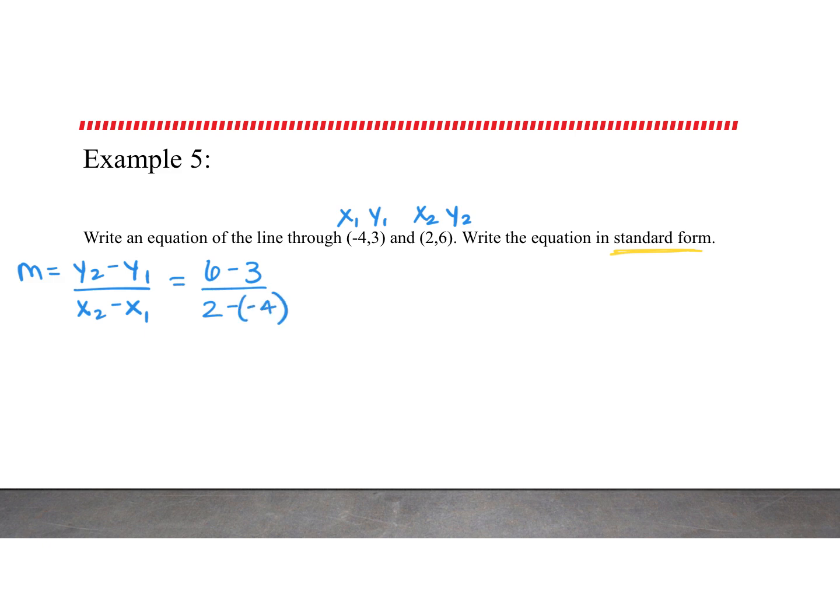-4 for x1. We can simplify on top. On bottom, make sure you recognize that a minus minus right there is really just a plus sign. So 2 plus 4 gives us 6. Anytime we have fractions, always check to see if you can simplify them. This is your slope. Now that we have slope, we can do our point slope formula.